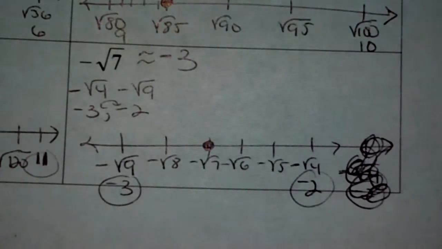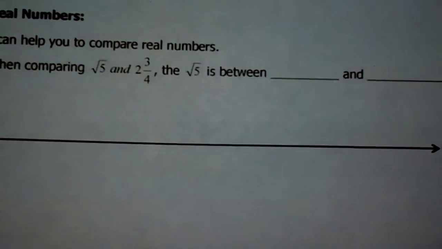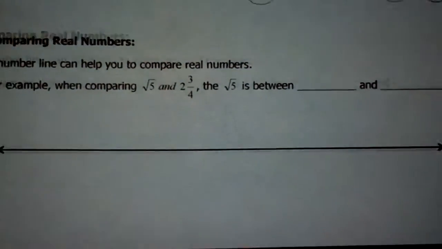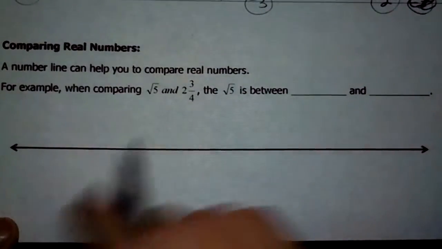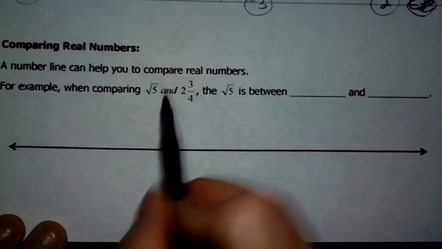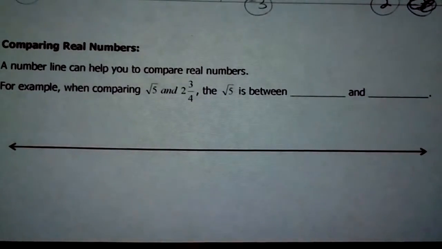So in doing that, that will now allow you to compare real numbers. And again, real numbers mean rational or irrational. So I want you to be able to compare the two of them. So the number line again is going to help us do that. So example, I ask you to compare the square root of 5 and 2 3/4. So 2 3/4 isn't too tricky to put on a number line, right? But when we have the square root of 5, I don't know, right? That doesn't jump out at you.